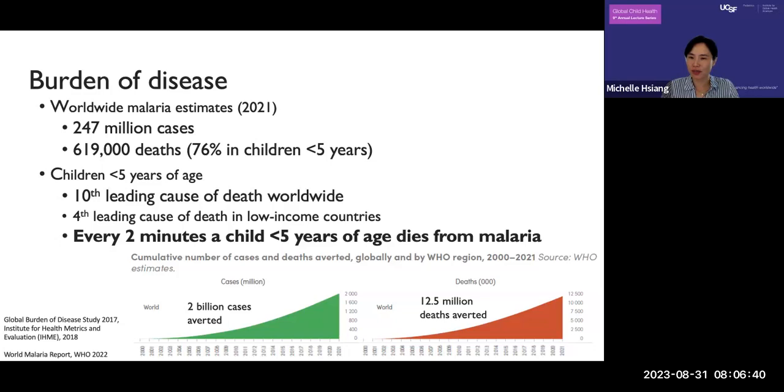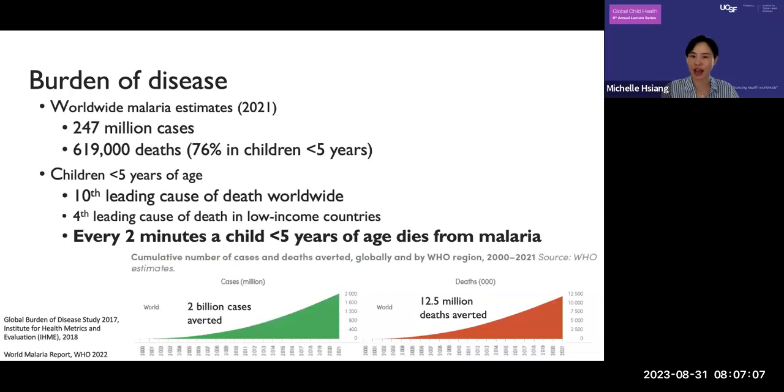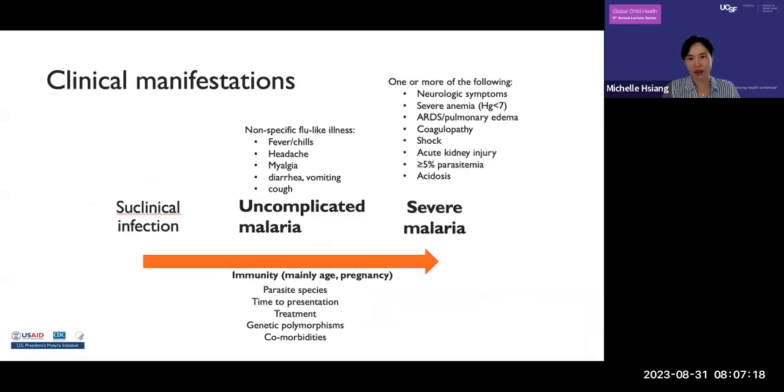But it's not all doom and gloom. The last WHO report, which comes out every year, has this nice figure which shows the cumulative number of cases and deaths averted through our efforts. And so in the last 20 years, we've had 2 billion cases averted and 12.5 million deaths averted. The US is a major contributor to these elimination efforts through your tax dollars and contributions to the President's Malaria Initiative and the Global Fund for AIDS, TB, and Malaria. So your tax dollars are going to good use in that way.